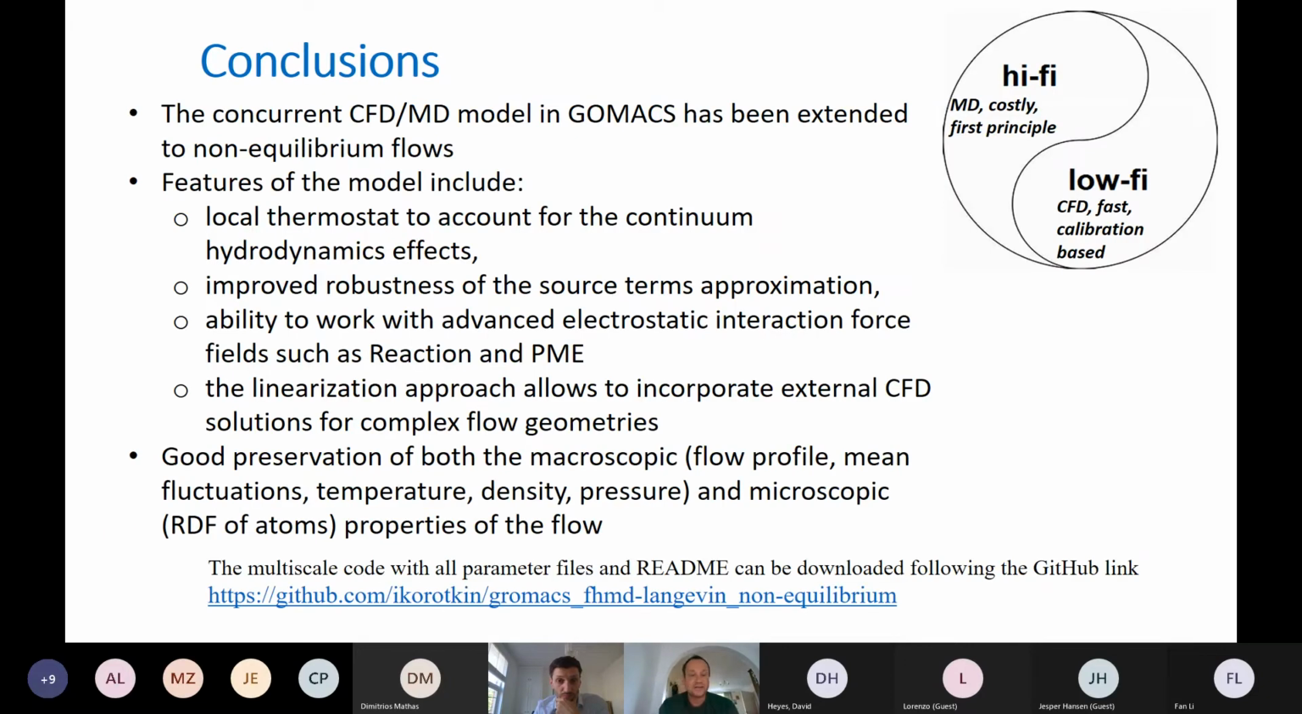You can read them, but just to say that now we have a working and robust two-way coupled model which is implemented in GROMACS, which can calculate non-homogeneous flows and also capture the important microscopic information. The code is available on GitHub, so if someone is interested in playing with this modified GROMACS version, they're more than welcome. Thank you.